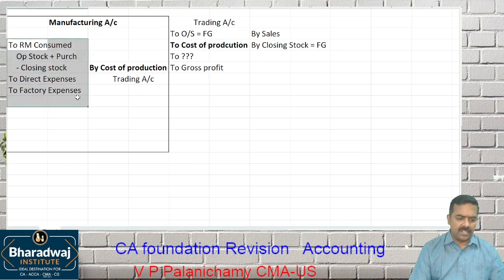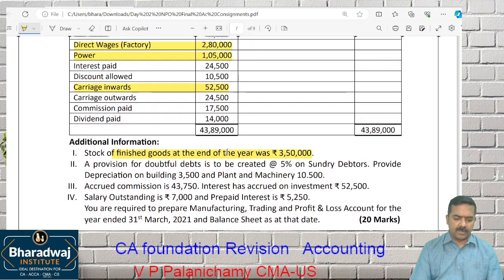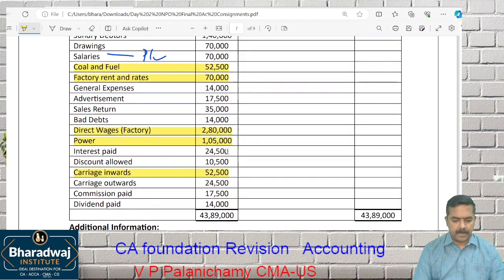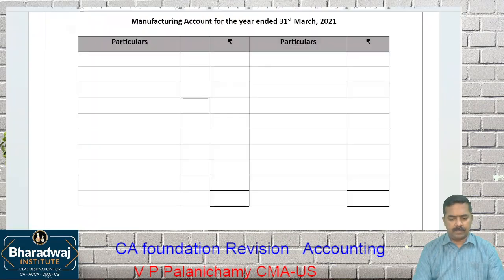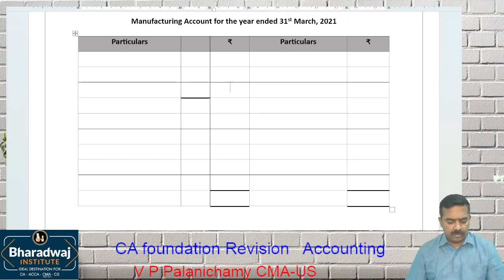Then work out all these things and find out the cost of production first. Prepare the manufacturing account and try to find out the cost of production. As you work out, just tell me, I'll also do it. Opening stock of raw material, what is it?